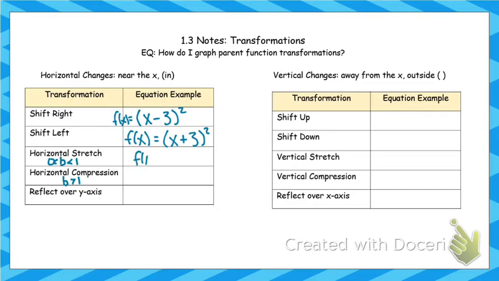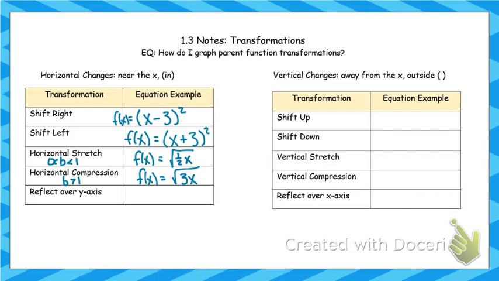So for example, this time I'll use square root instead of quadratic. So if it's in the parentheses, near the x, so it'll be under the radical for a square root. If it's a number like 1/2, then it would be a horizontal stretch. But if it's a number bigger than 1, like 3, then it's a compression.